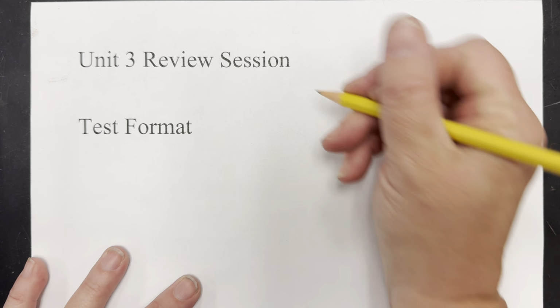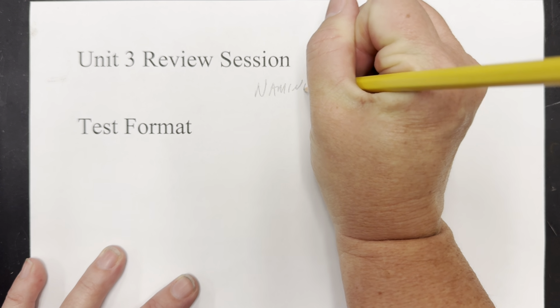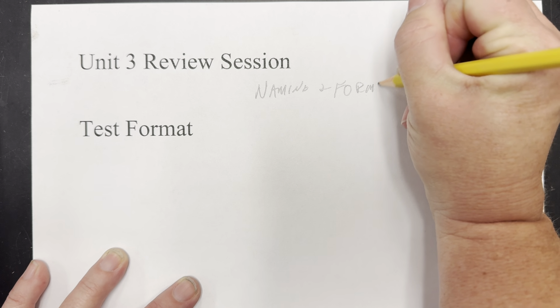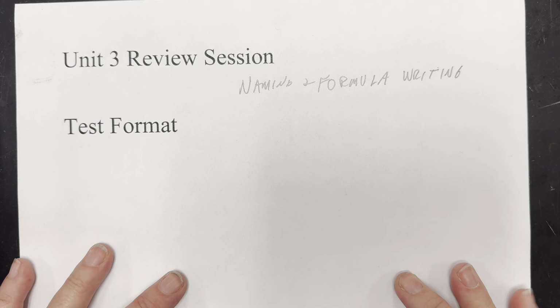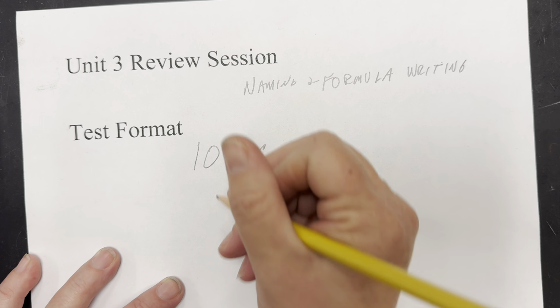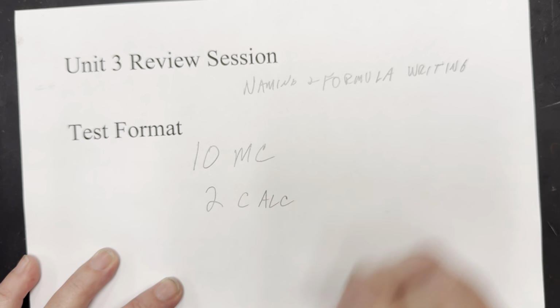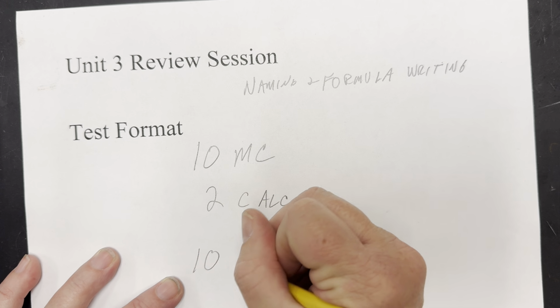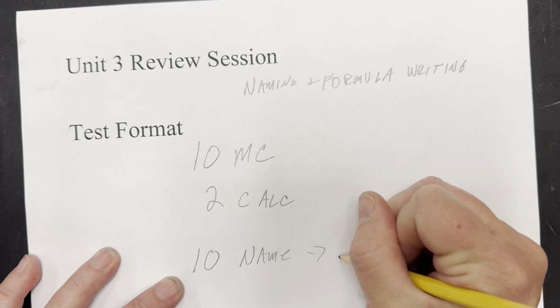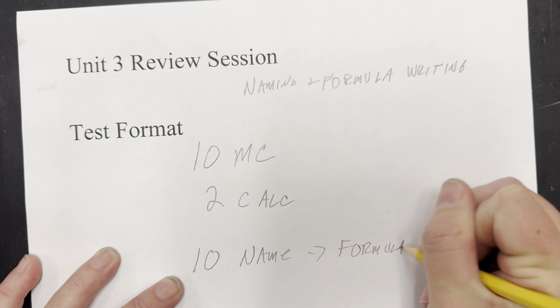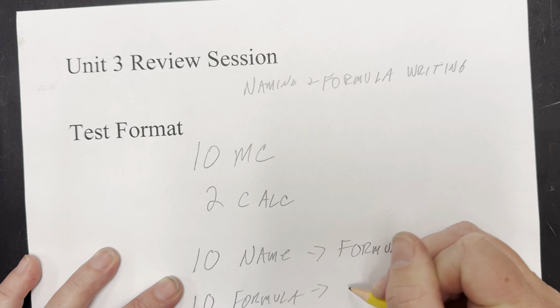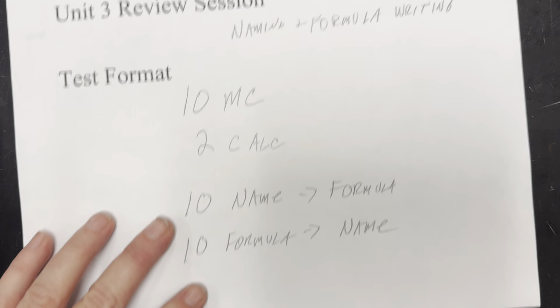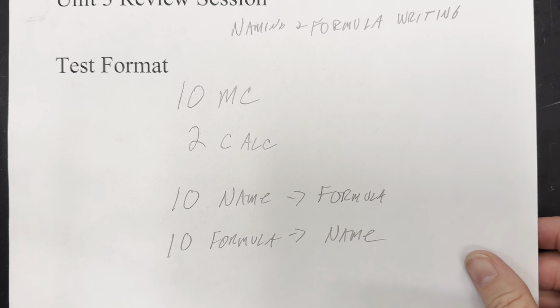Unit 3 focused on naming and formula writing of chemical compounds, okay? Your test format is going to be 10 multiple choice questions. Then you will have 2 calculations. Then you will have 10 where I give you the name and you're going to have to give me the formula. I'm going to have 10 where I give you the formula and you're going to give me the name. All right, so that is your test format for this test.